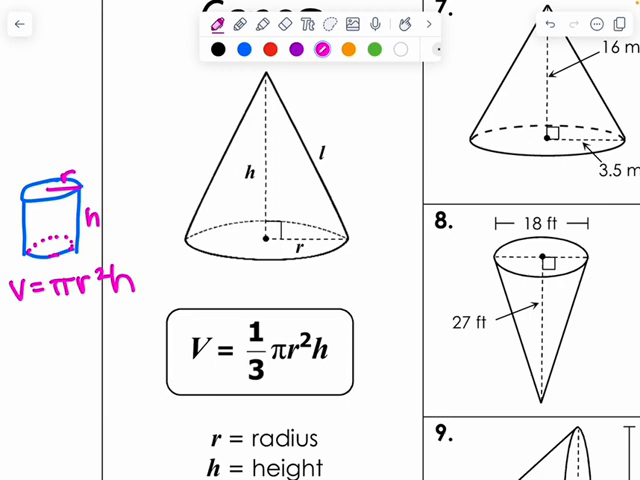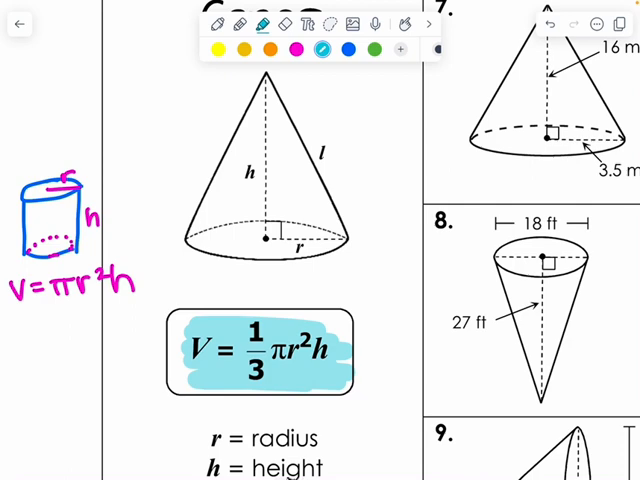You'll notice that the volume of a cylinder is pi r squared h, where the volume of our cone is 1/3 pi r squared h. So this is the new formula that we need to be able to use today.